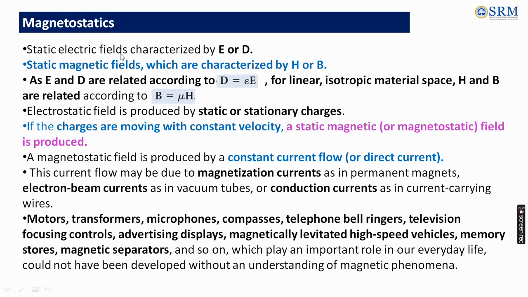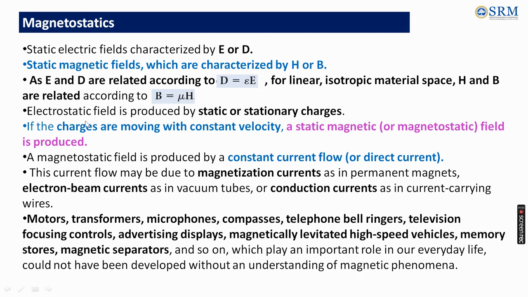The static electric fields or electrostatic fields are characterized by electric field intensity E and electric flux density D. Both are vectors. Whereas static magnetic fields are characterized by magnetic field intensity H and magnetic flux density B. And we know the relationship between D and E, right? It is D is equal to epsilon naught E. For a linear isotropic material space, my magnetic field intensity and magnetic flux density are related by B is equal to mu into H.